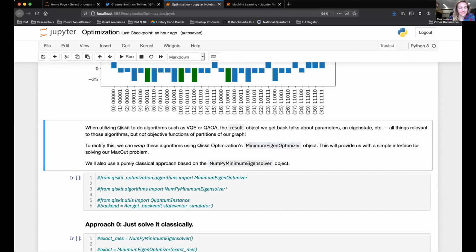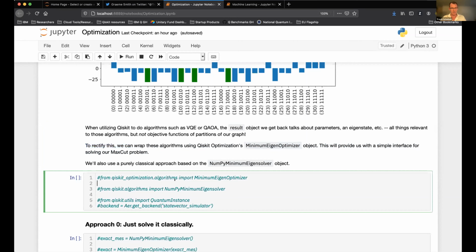Thank you. So again, where we are right now is we're trying to solve this max cut problem, but we're using these near-term quantum algorithms that are kind of general purpose in a way. And so this is why I'm going to highlight this thing. We have to wrap these algorithms using this minimum eigenoptimizer object. This is an object that provides a translation from the results that we get from running VQE or QAOA to the optimization problem that we were trying to solve in the first place.